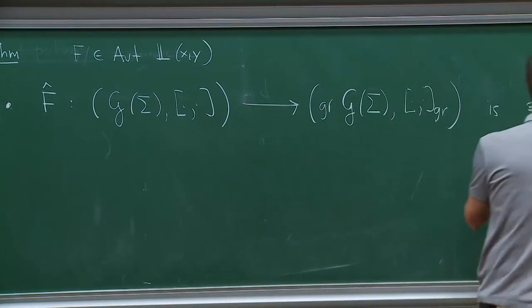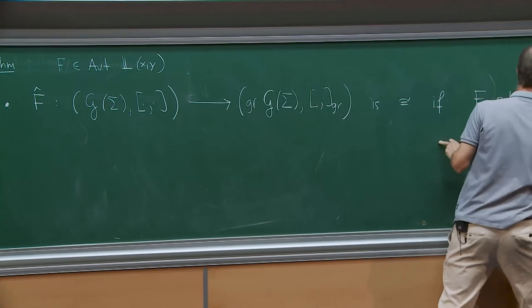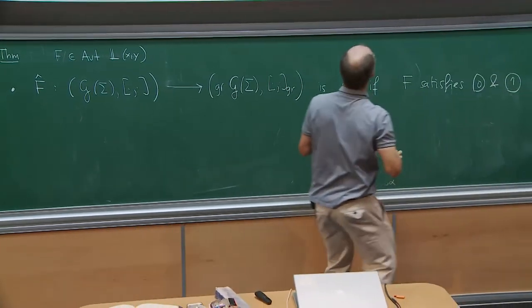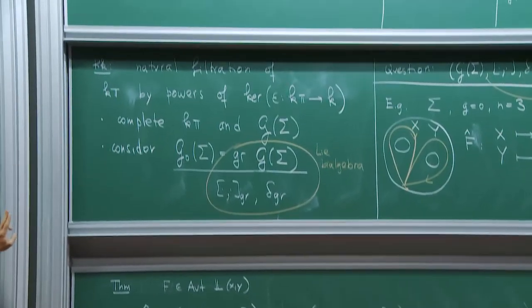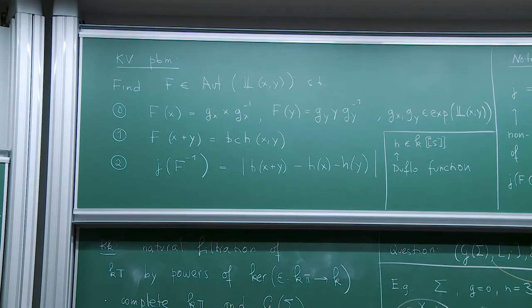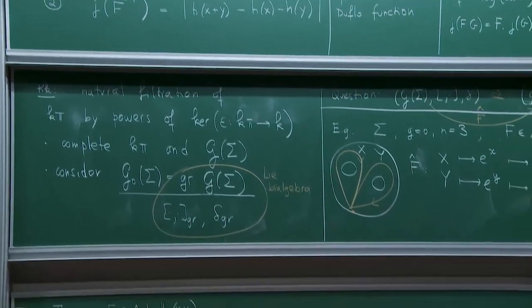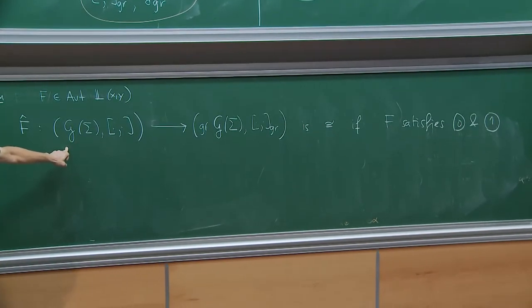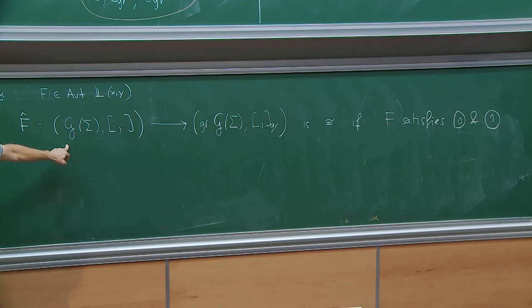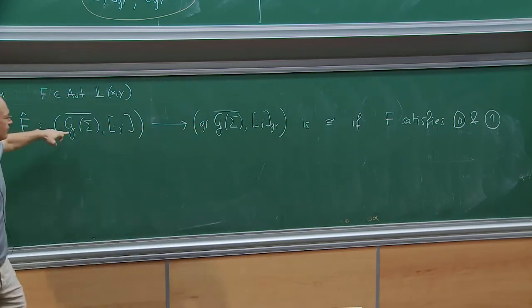if F satisfies 0 and 1. Right, so there is 0 and 1. So these are the zeroth and first Kashiwara-Vergne equations. And if they are satisfied, then this is an isomorphism of Lie algebras. So how do you define it? F hat sends x to some infinite series, and then how do you... Yeah, how do you define this? Oh, but everything is completed, right? Yeah, everything is completed, because to take the graded, I first complete it.